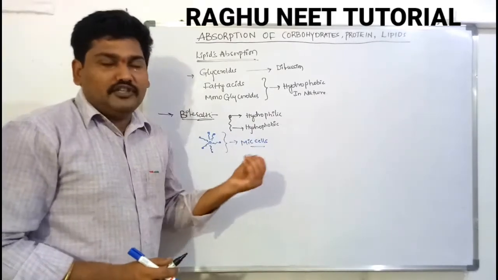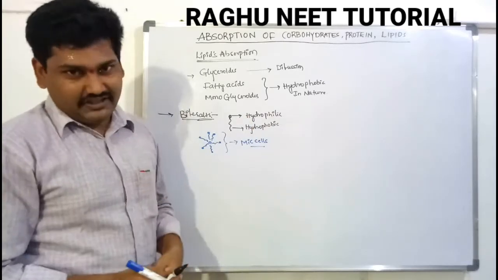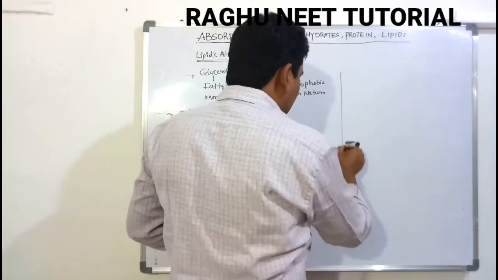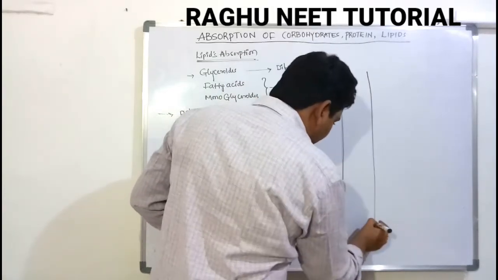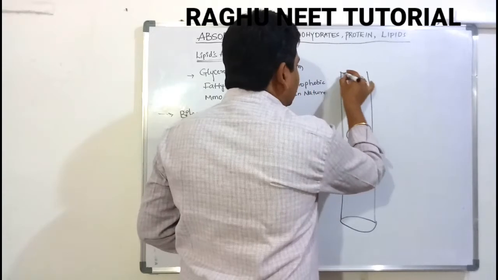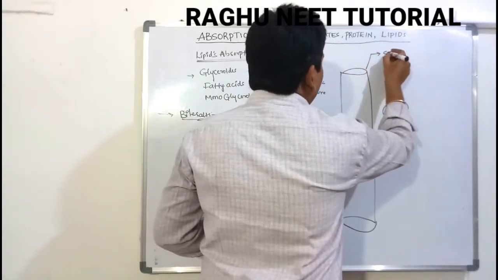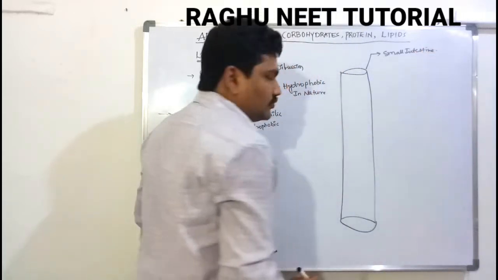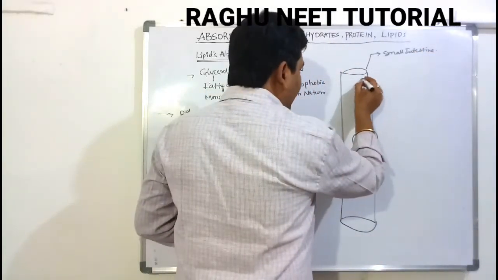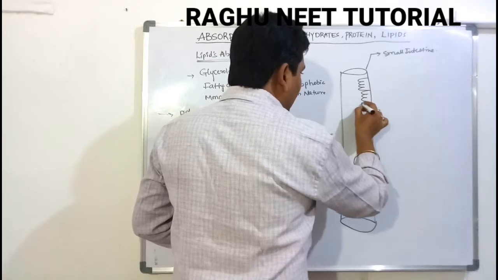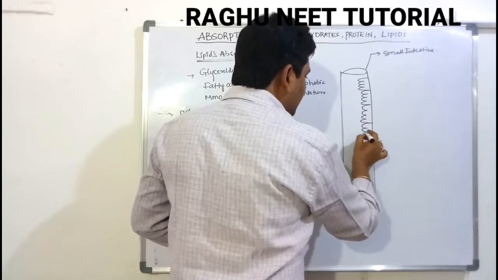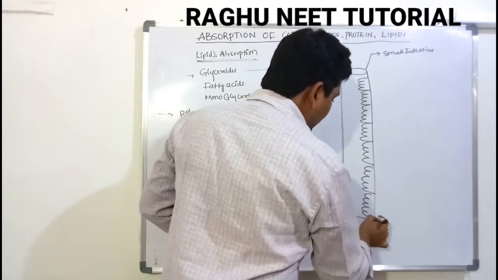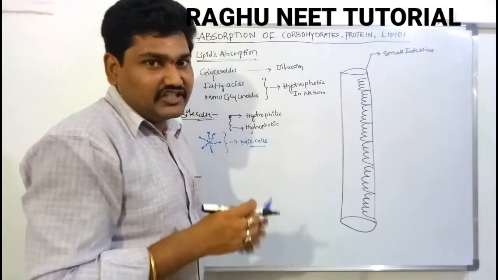How are they absorbed from the small intestine into the blood? Let's discuss. This is a tube-like structure representing the small intestine. We know that the wall of the small intestine consists of a number of finger-like projections. These are known as the microvilli, commonly called the brush border. These are capable of absorbing already digested food.